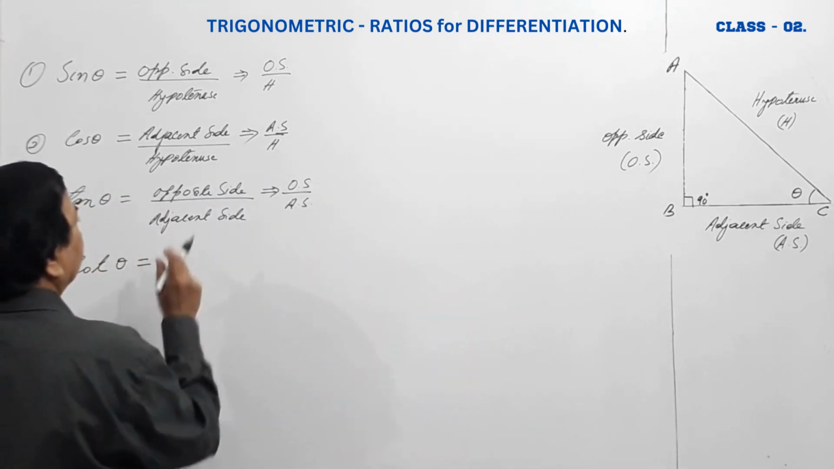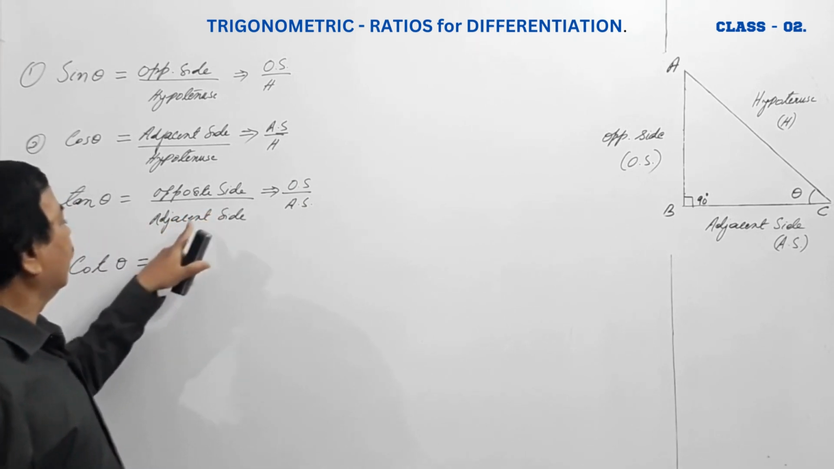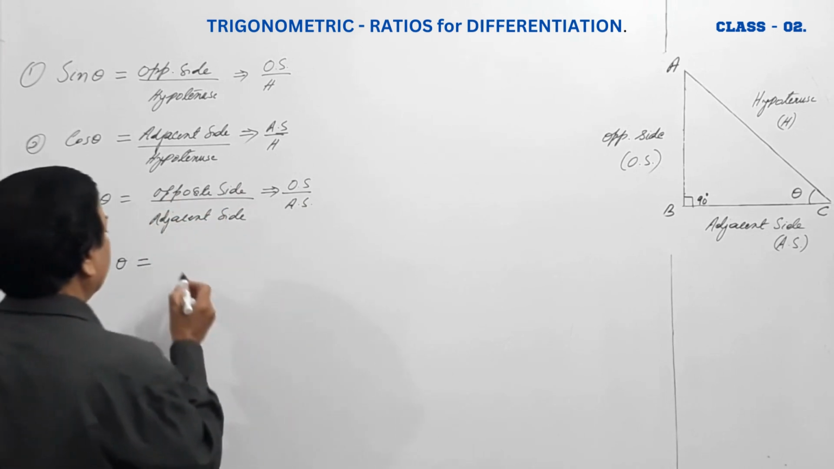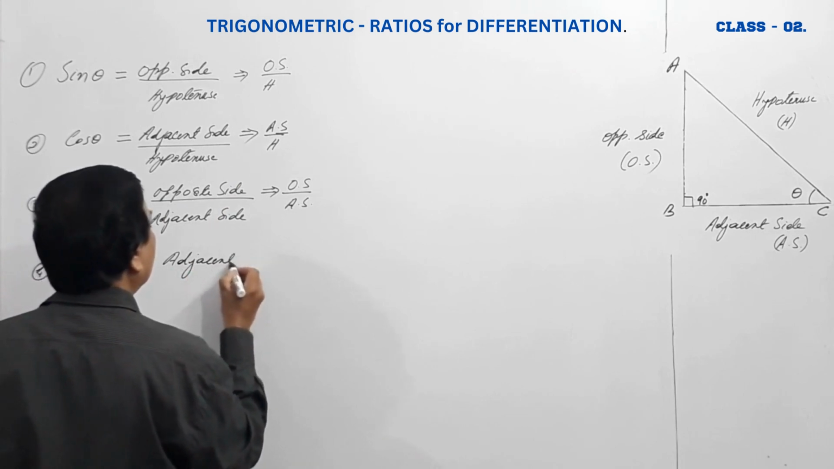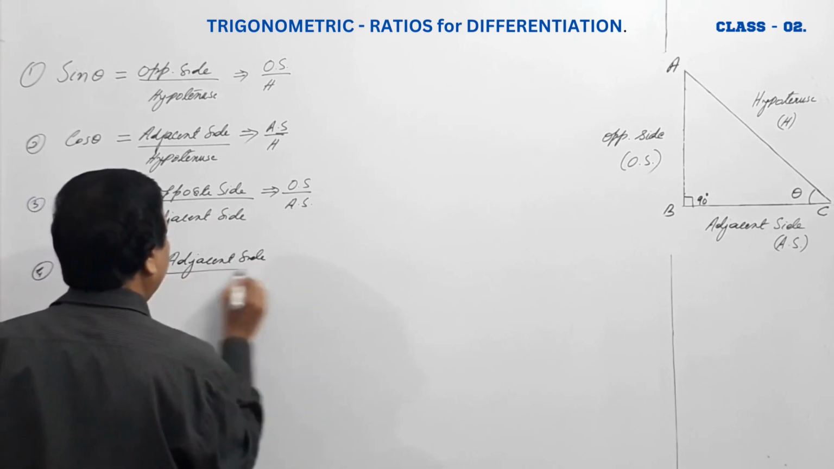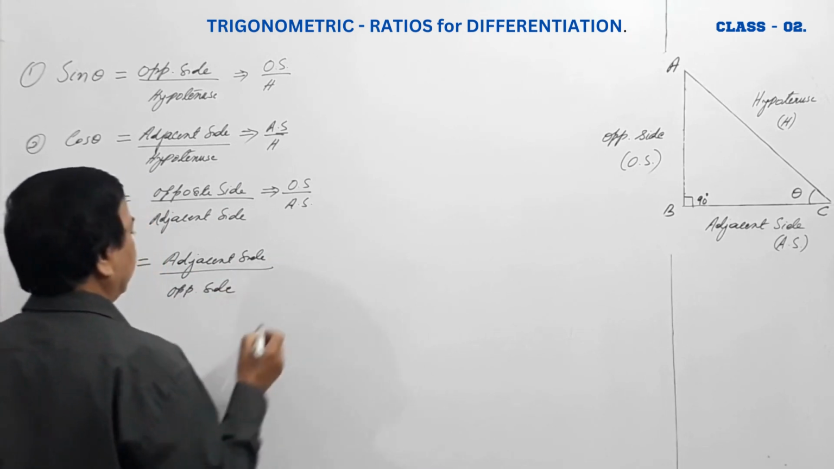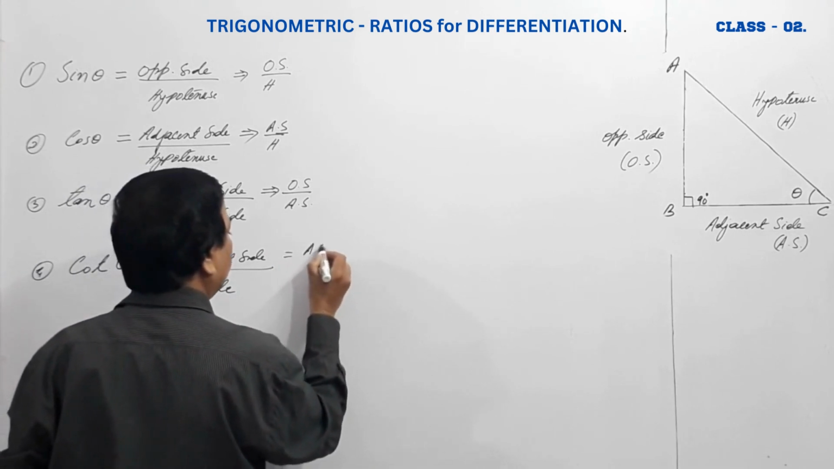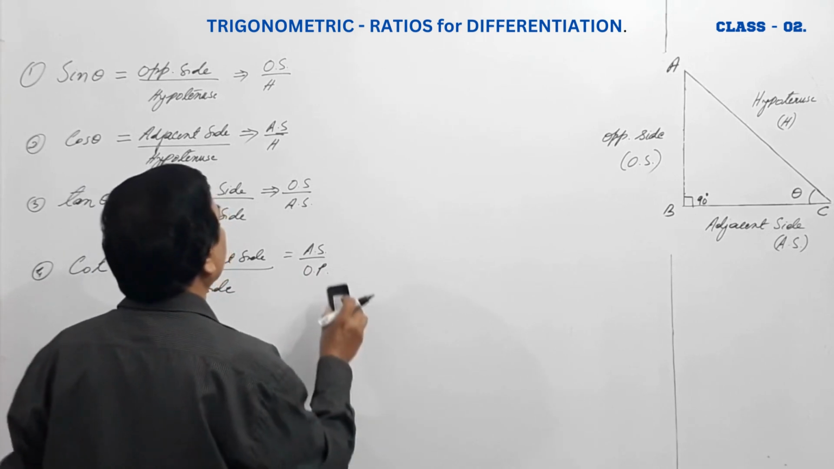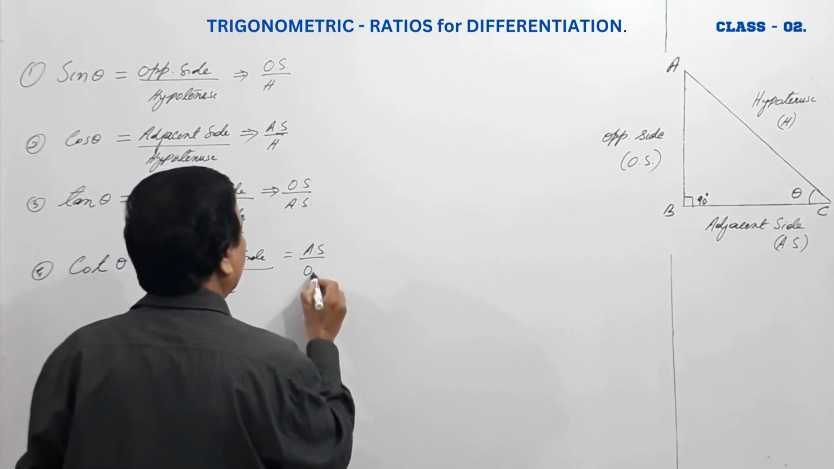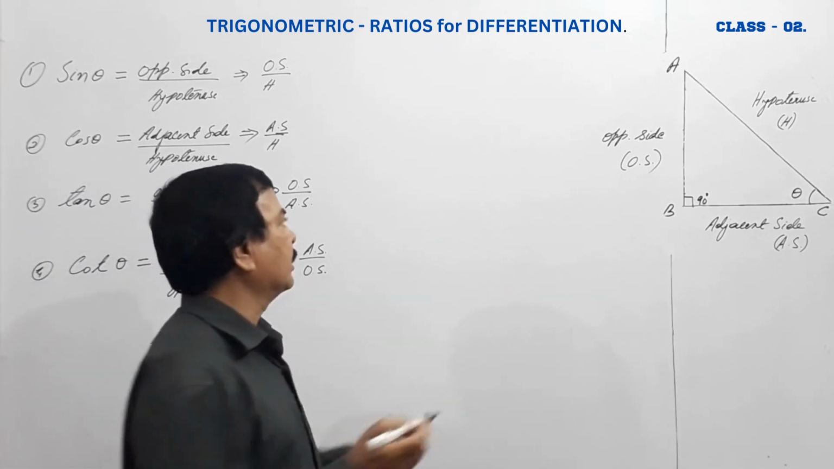What is cot theta? In tan theta we divided opposite side by adjacent side, whereas in cot theta we divide adjacent side by opposite side. So this is adjacent side by opposite side. I'll prove this once again using this relation.